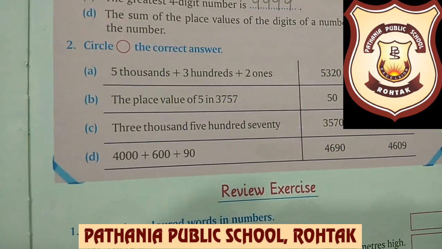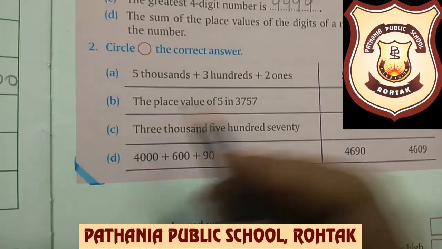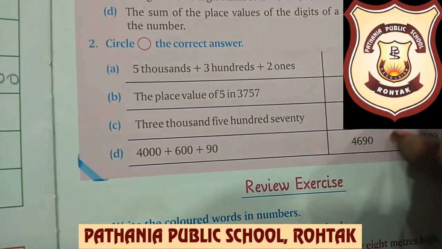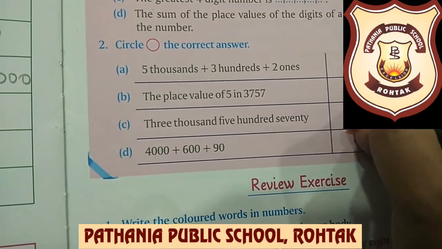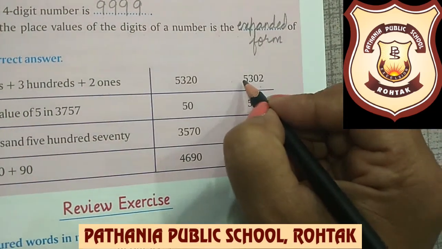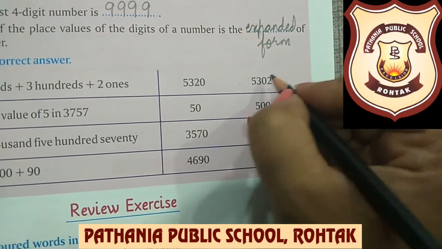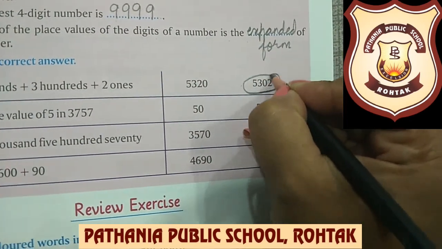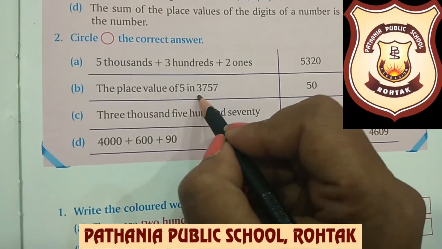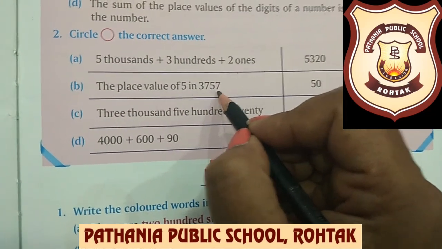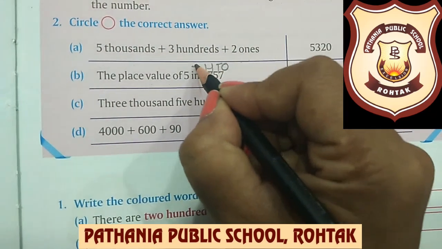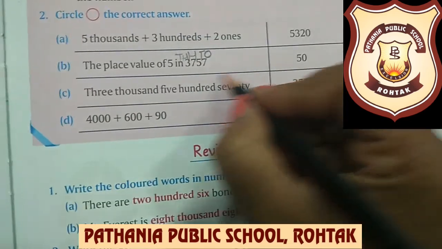Now second question, circle the correct answer. In which of the number 5000s, 300s and 2 ones are there? See, 2 ones. In this, ones is 0 and in this, ones is 2. So here 5000, 300s and 2 ones are there. So we will circle it. Now the place value of 5 in 3757 is, first of all, we will write the places on it.